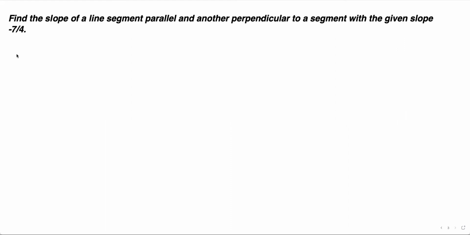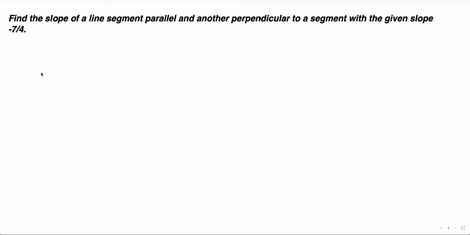So find the slope of a line segment parallel and another perpendicular to a segment with a given slope, -7 over 4. So what this is asking, it's asking if you have a line that has a slope of -7 over 4, then a line that's parallel to this line, what's the slope of that line? And if a line is perpendicular to that line with the slope of -7 over 4, the line perpendicular to that one, what would the slope be?